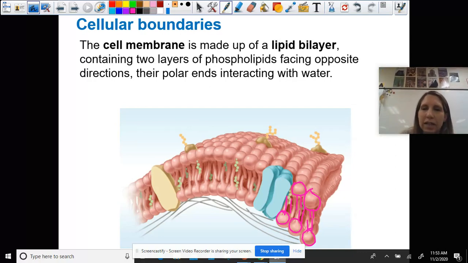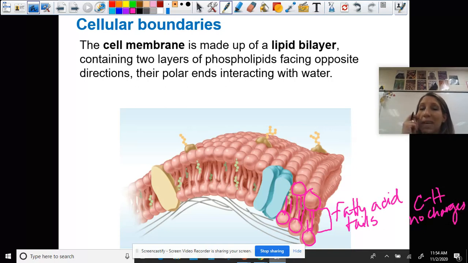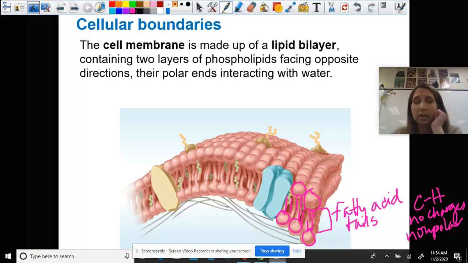What we know this means is that inside this membrane right here, we have our fatty acid tails. And if you remember anything about our fatty acid tails, these things are made up of lots of carbon and hydrogens and no charges. All right, and so what that means is that these things are not polar. These are non-polar. All right, and we know that non-polar things like oil, like grease, do not like to interact with water. And so these little fatty acid tails, being that they're non-polar, they're not interested in being around water.